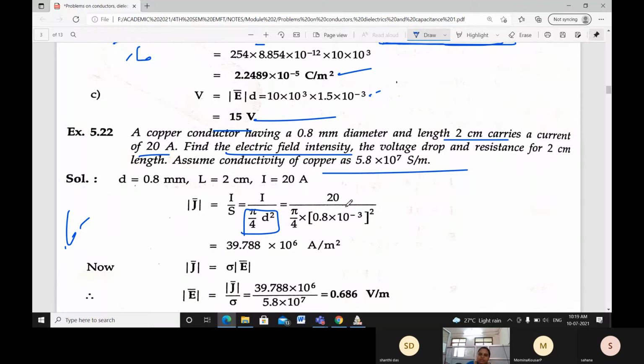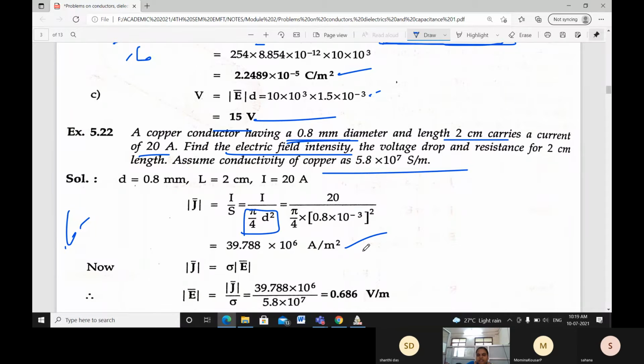That's going to be equals to 20 divided by pi by 4 into 0.8 into 10 raised to minus 3, whole square. Calculate this, and you will be getting 39.788 into 10 raised to 6 amperes per meter square. You got your current density.